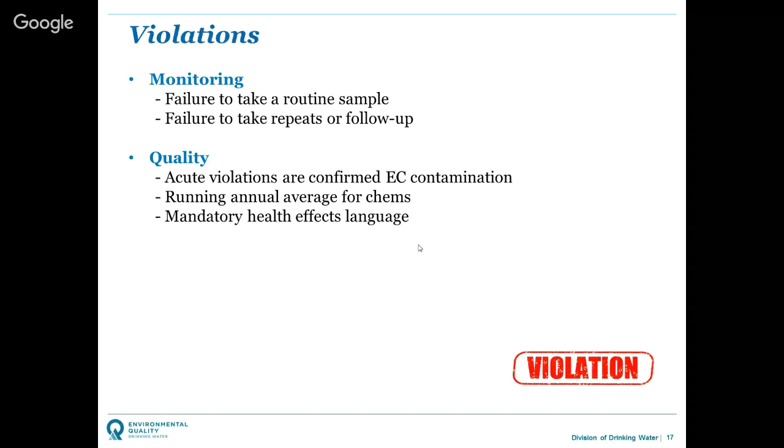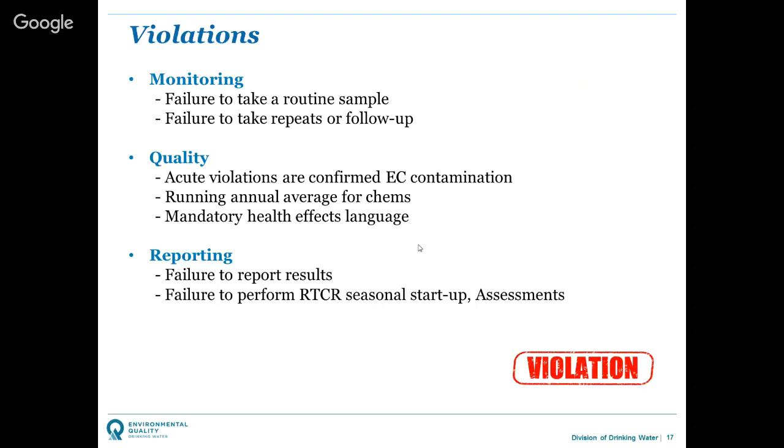Quality violations. Acute violations are confirmed E. coli contamination, the running annual average for chems, or mandatory health effects language. Reporting. If you've taken the violations and they never came to us, that's what constitutes a reporting violation. The failure to perform RTCR, seasonal startups, or assessments are also considered a reporting violation. If you're a seasonal system, you are required to report how you started up your system and how you did that to us. And if you fail to do so, that is considered a reporting violation.